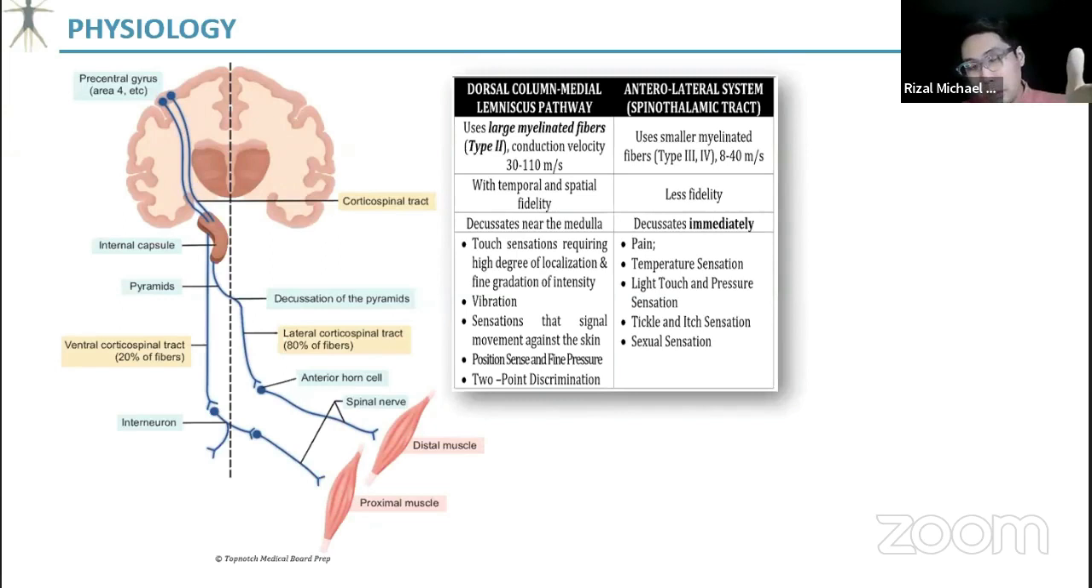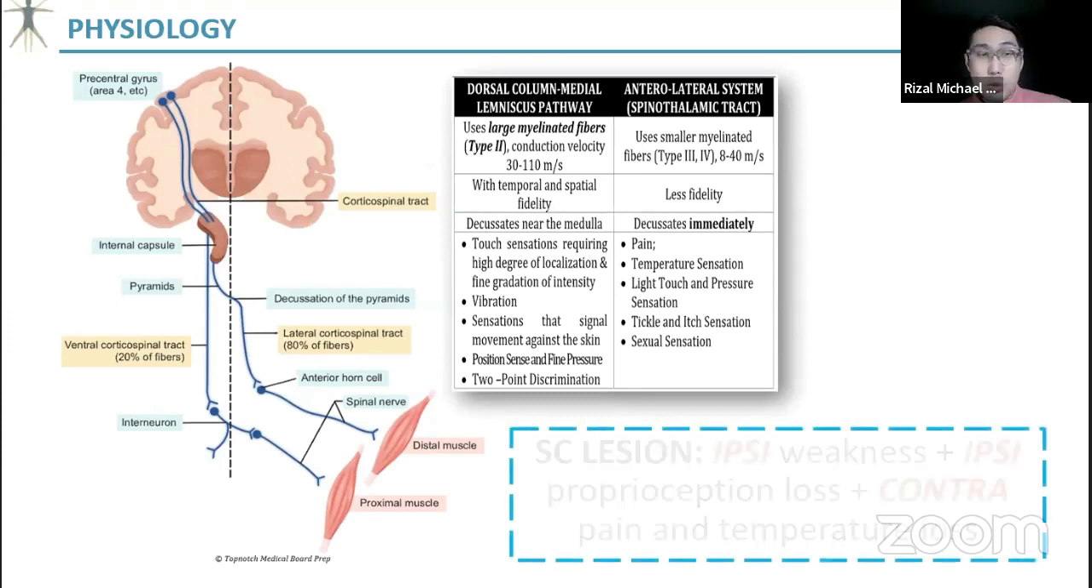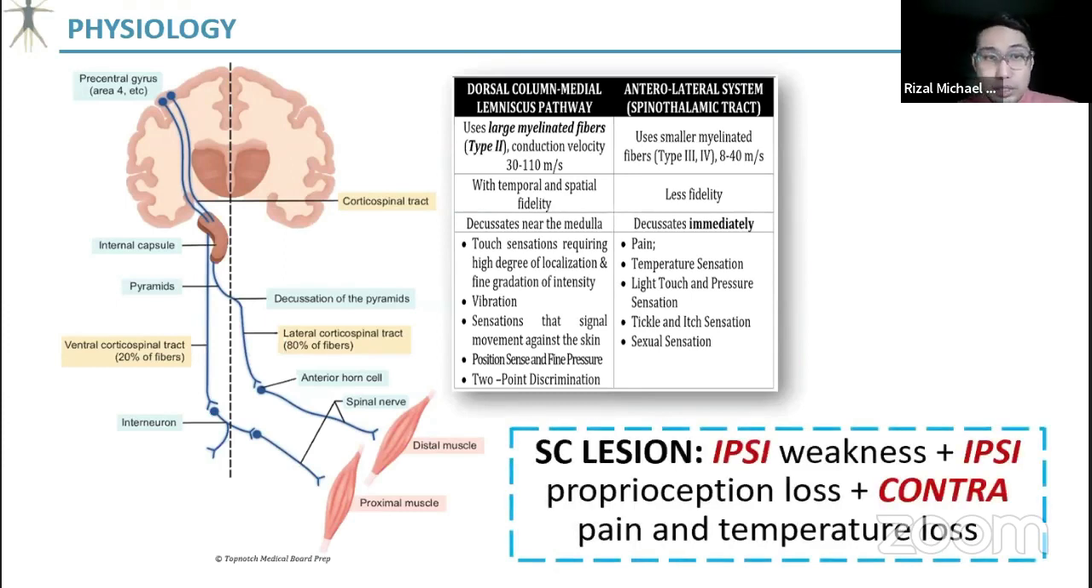Okay? And then for your pain and temps, spinothalamic, always yan, will be always on the contralateral side, regardless kung brainstem or spinal cord, because it will decussate immediately. Okay? So kapag spinal cord naman, ipsilateral weakness, ipsilateral proprioception loss, and then contralateral pain and temp loss. Okay? So very important to kapag nagbigay naman sila ngayon ng mga spinal cord syndromes. So okay, I know it's kind of confusing, pero just remember kung saan sila nagde-decussate. And then if bigyan kayo ng ganitong case, tandaan nyo, tumawid na ba siya o hindi pa tumatawid? Ganon. Okay?